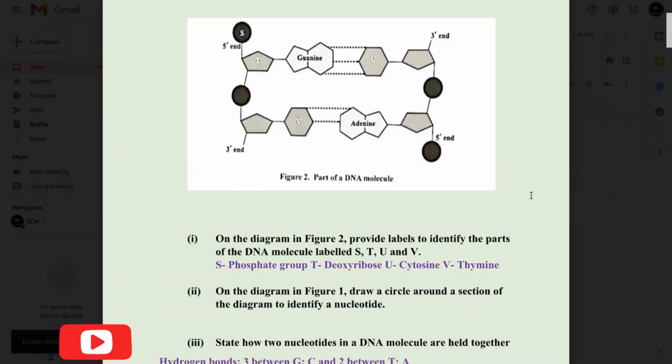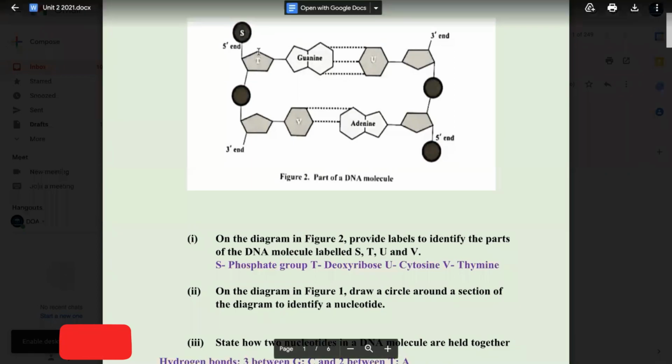DNA, deoxyribonucleic acid, right? It is a molecule that consists of 2 strands, and each strand has a backbone made up of a sugar and phosphate groups attached to bases. So now that we know that, we can go ahead and attach the names of the parts of the DNA molecule. S here at the 5' end is the phosphate group.